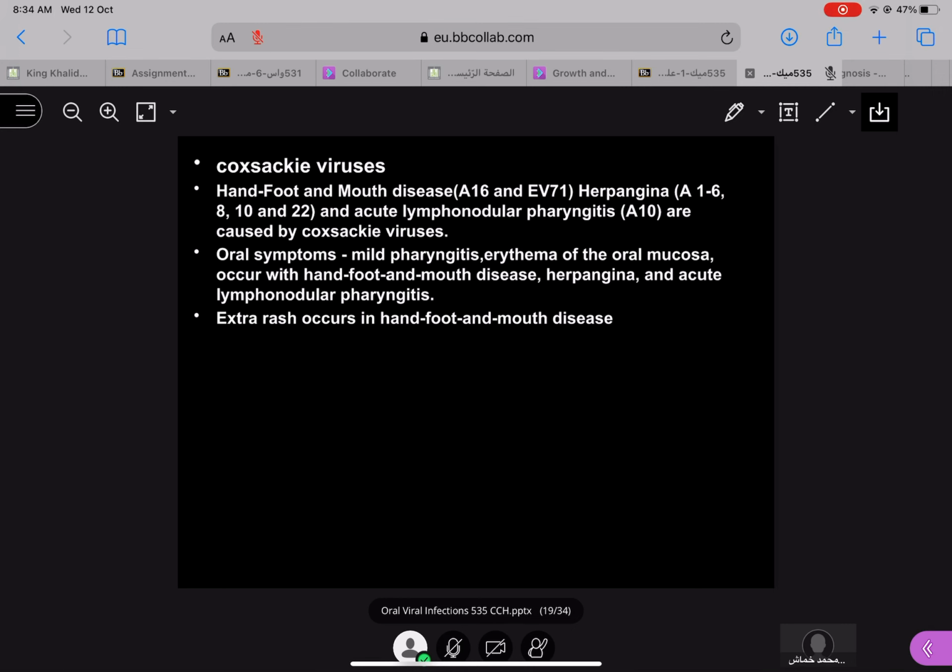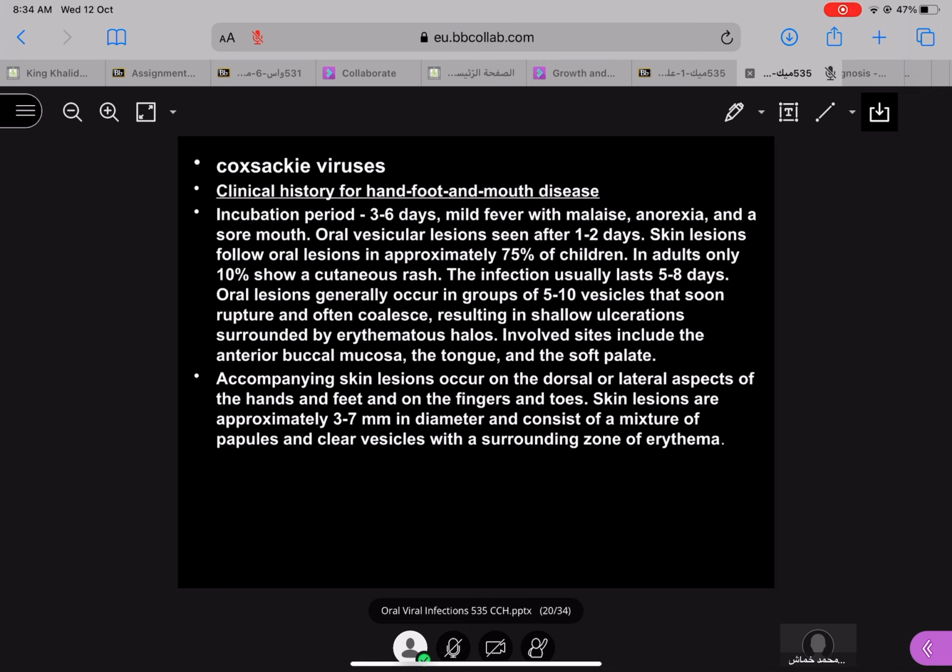Clinical history: incubation period 3 to 6 days. Mild fever with myalgia, anorexia, and sore mouth. Oral vesicular lesions seen after 1 to 2 days. Skin lesions follow oral lesions in approximately 70% of children. In adults, only 10% show a cutaneous rash. The infection usually lasts from 5 to 8 days.